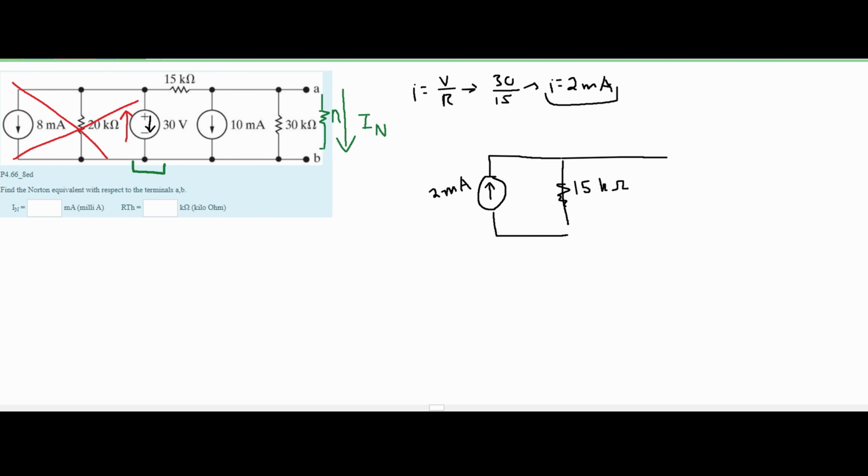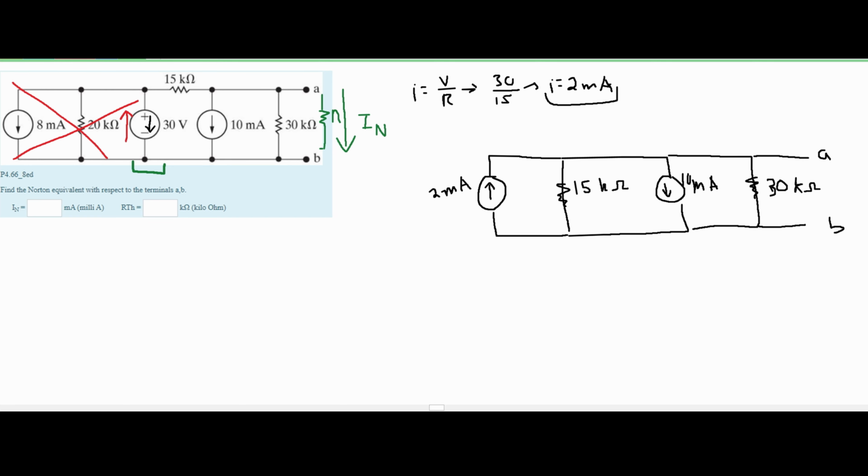After this, we are going to have a current right here. This is our 10 milliamp current. We're just writing this over. We haven't done anything to it yet. And same thing with the 30 kilo ohm resistor. We haven't moved it, it's just right here. And then lastly, we have our terminals A and terminals B.